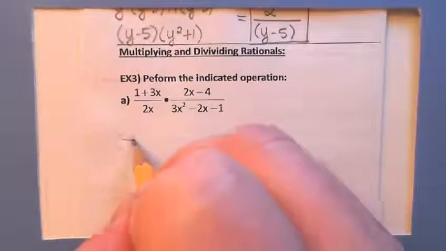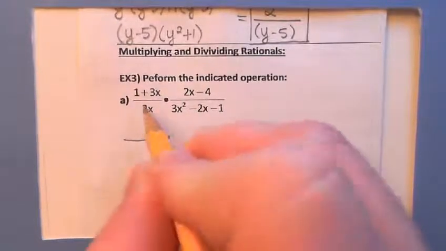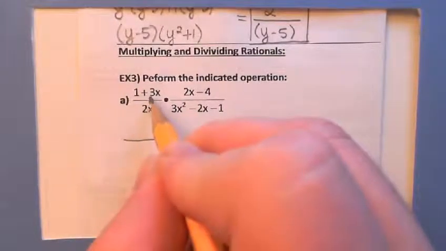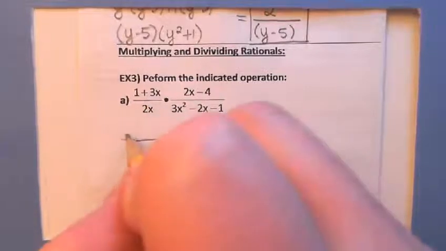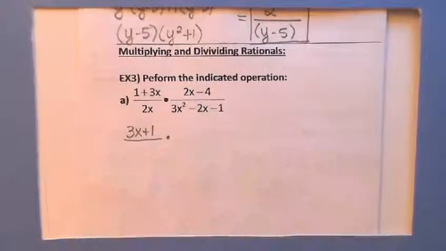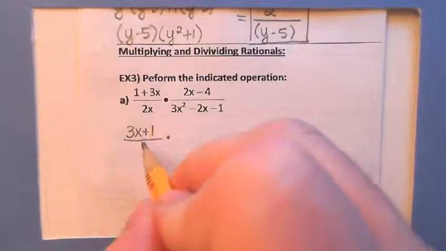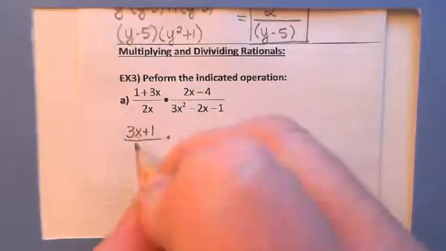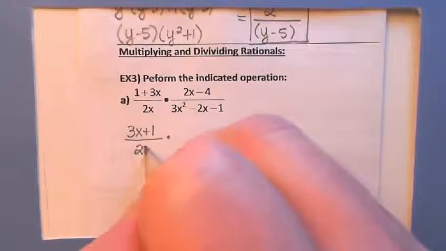So if we do that, remember we want the term with x in the front, so we're going to switch them around. This would be 3x plus 1. And can I factor anything? No, I can't, so we'll just leave it like that. How about the 2x here on the bottom? Can I do anything with that? The answer is no, so just bring it down.